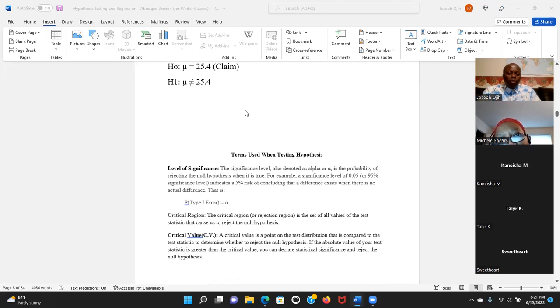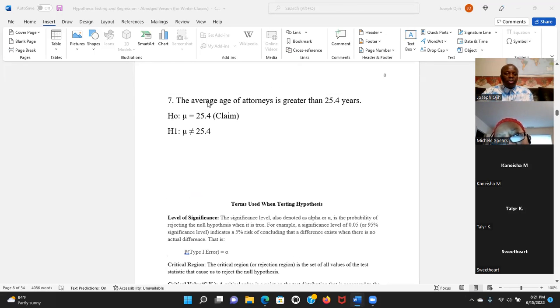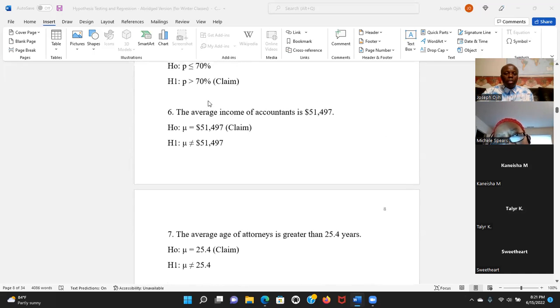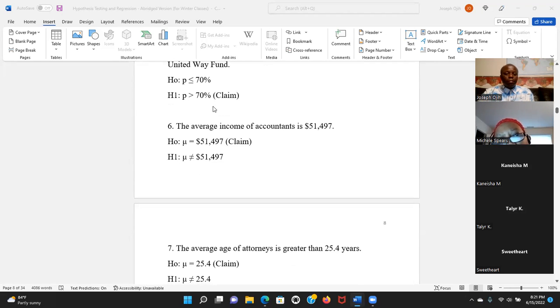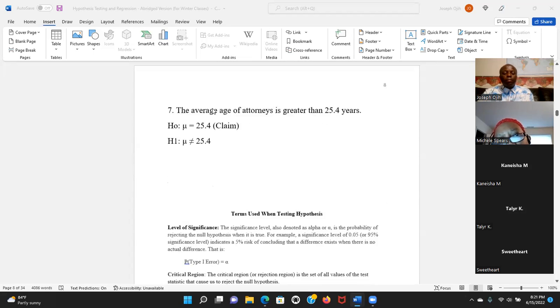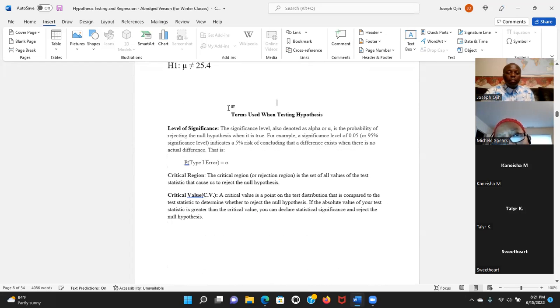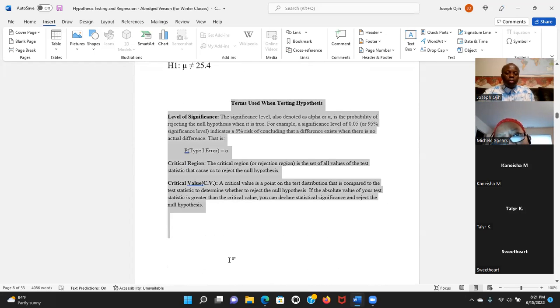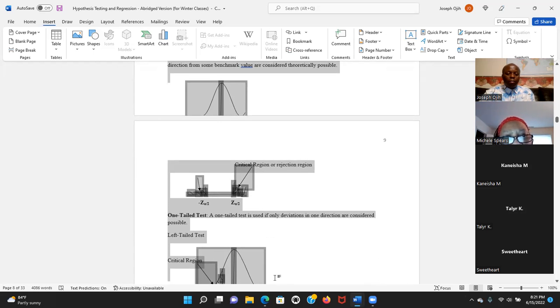Now, any question before we look at the terms we use in hypothesis testing? When do you use the mean symbol versus the p? When you say the average, use the mean. But when you say a percent, use the p. Okay, thank you. You're welcome. Now, any other question? Okay, good. Since there's no question, we can look at the terms we use in hypothesis testing.